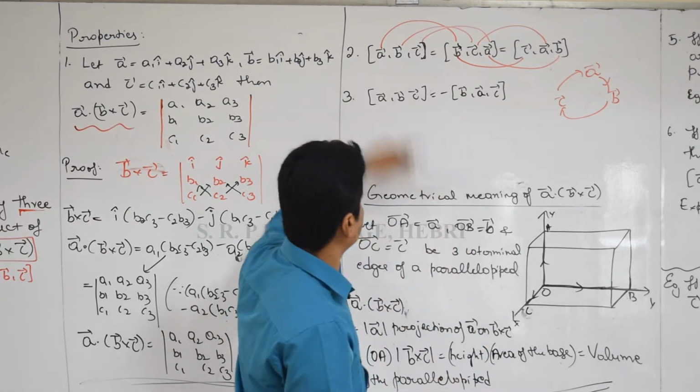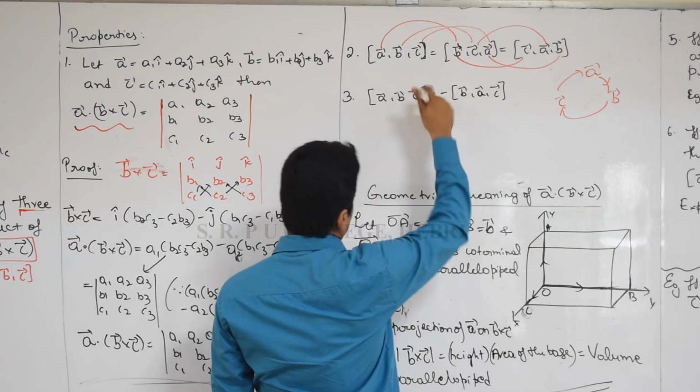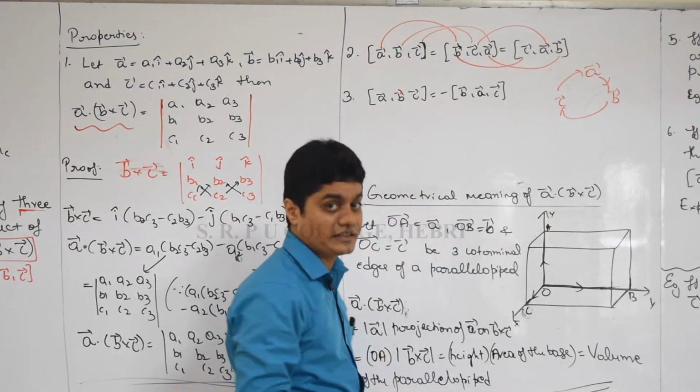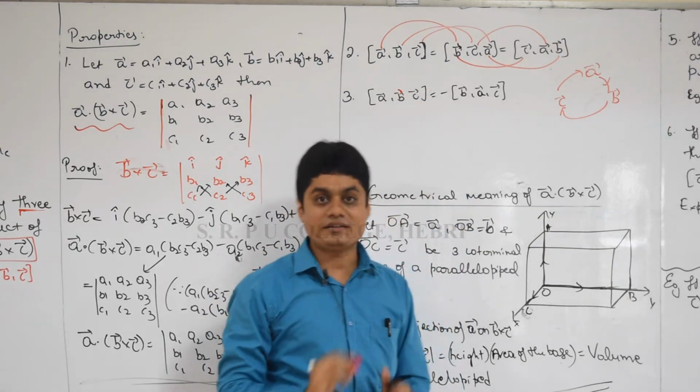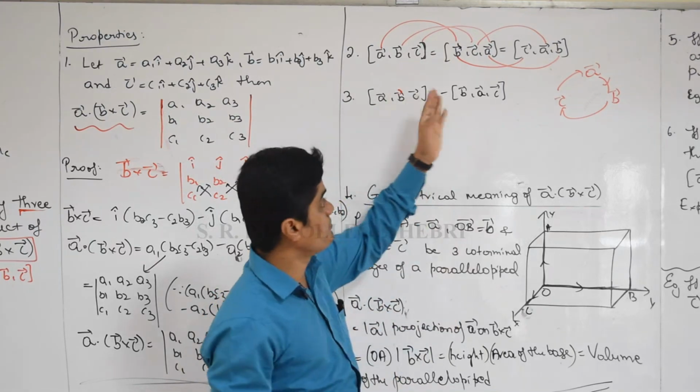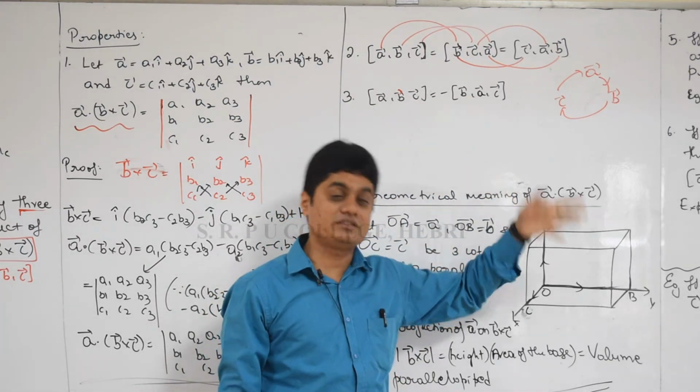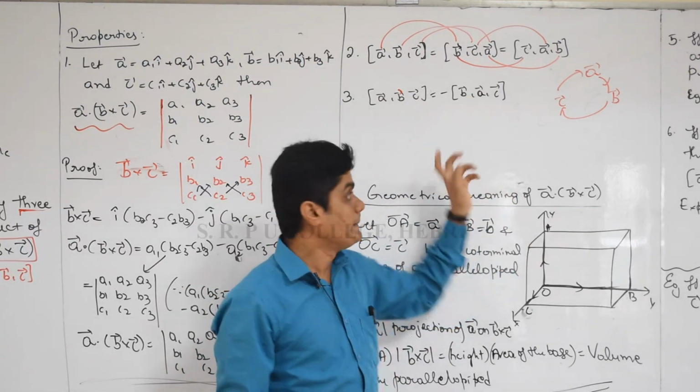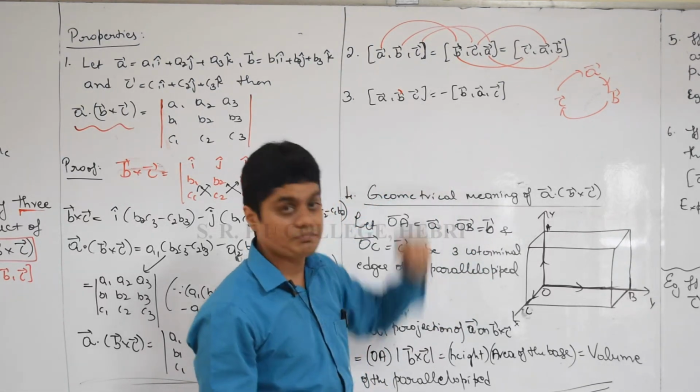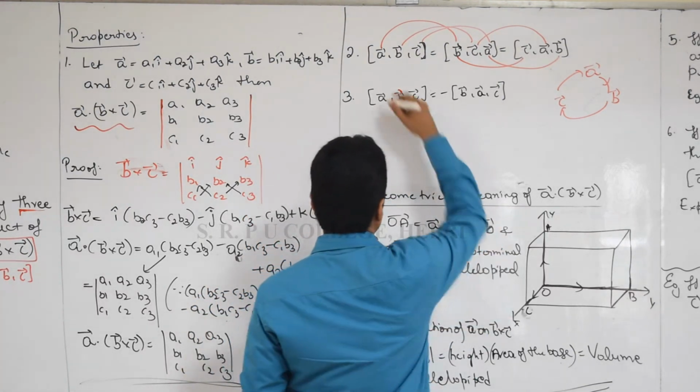What is the difference between these two? See, now in the cyclic order we changed all three vectors. Correctly observe. There we changed three vectors: A to B, B to C, C to A. All the three vectors are changed. But out of three, here in the second property, only two are rotated or changed, or interchanged.